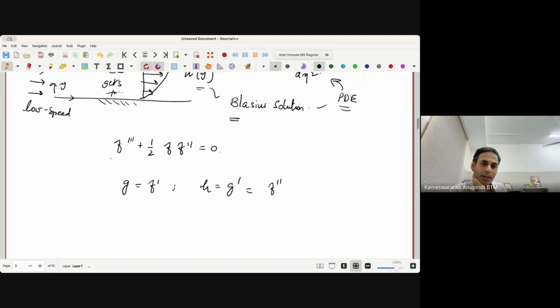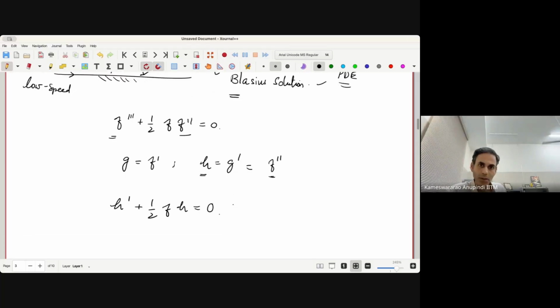Then I can go back and look at this equation. F triple prime is basically nothing but h prime, because h is f double prime, so I just need to put another prime here. Plus 1/2 f times f double prime, which is nothing but h, and g equals f prime, equal to 0. So this is equation 1, and then this is equation 2, this is equation 3.